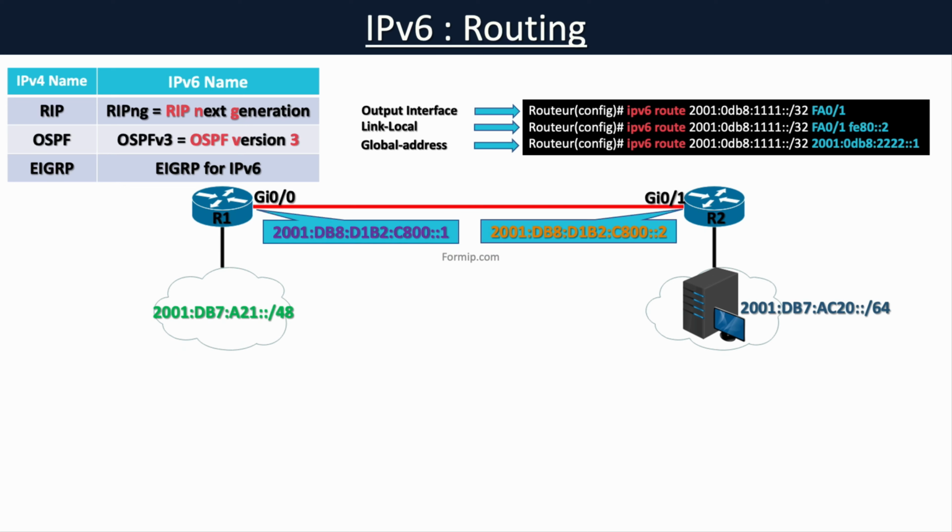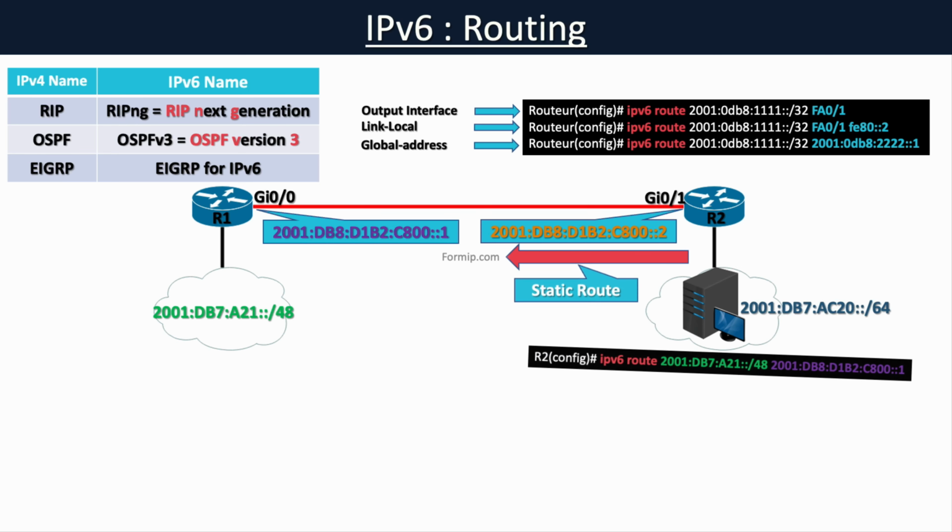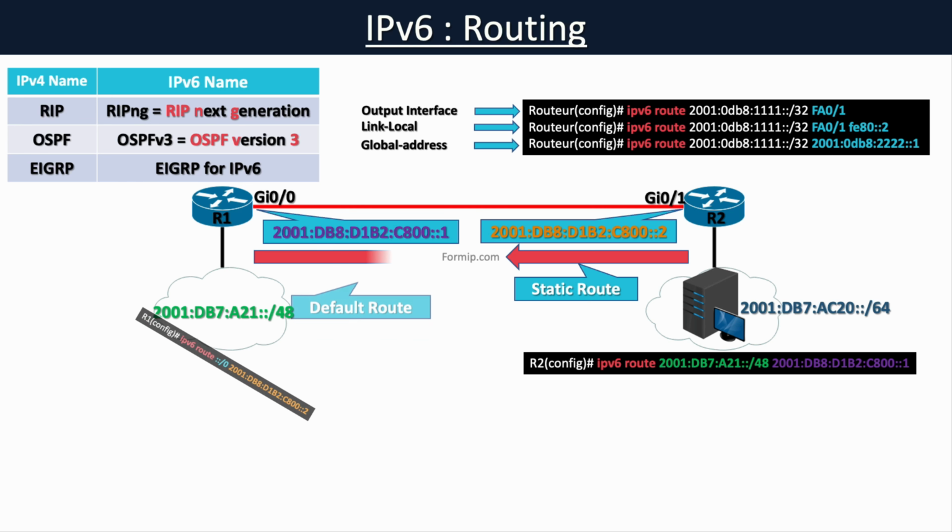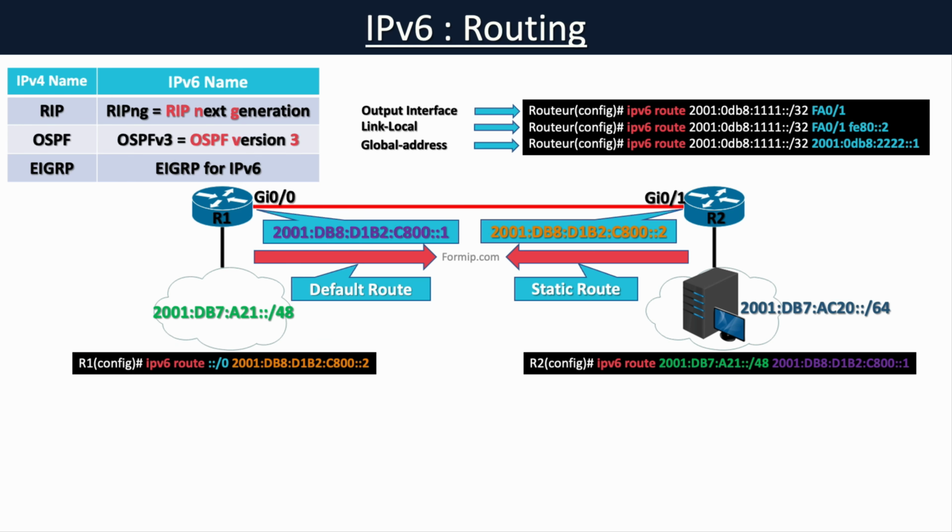On this topology, we have the 2001:DB8:7A21 network on the left and on the right, the 2001:DB8:7AC2 network, in which there is a server. For router 2, there is a static route, which says that to reach the network all the way to the left, you have to send the data to the IP of the Gi0/0 interface of router 1. On router 1, it's a little different because it's a default route that is configured.